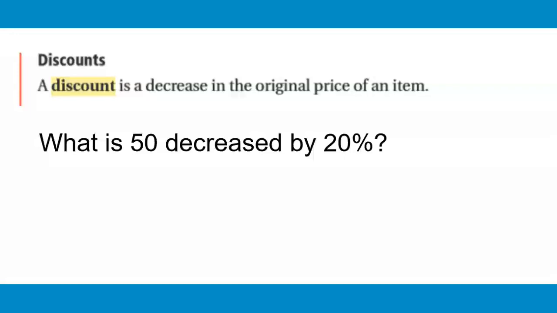So this is what we've done. What is 50 decreased by 20%? And if you remember, what we've done with this is we take the 20%, write it as a decimal, multiply it by our original number, and in this case we end up with 10. That's the amount that I now need to decrease 50 by. So I take 50, decrease means I'm going to subtract it, and I end up with 40. And this is how a discount works. A discount is a decrease in the original price.